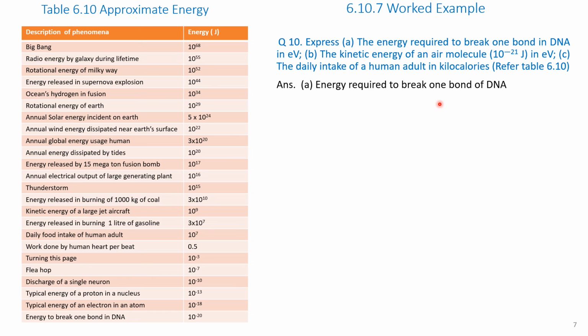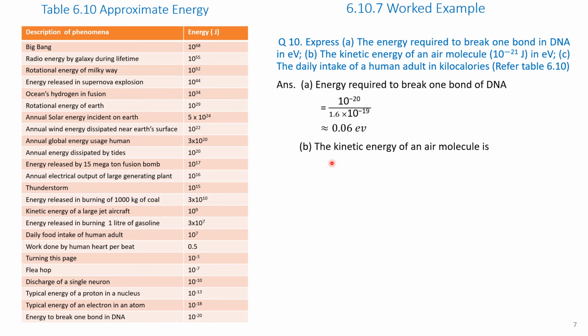Energy required to break one bond is given as 10 to the power of minus 20 joules in the previous table, that is table number 6.10. To convert it into electron volts, we should divide it by 1.6 into 10 to the power of minus 19 joules per electron volt. So that becomes approximately equal to 0.06 electron volts.